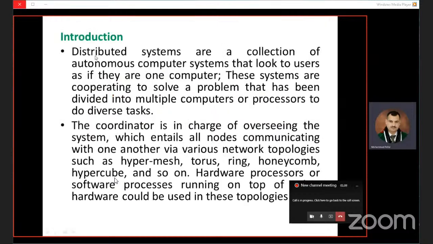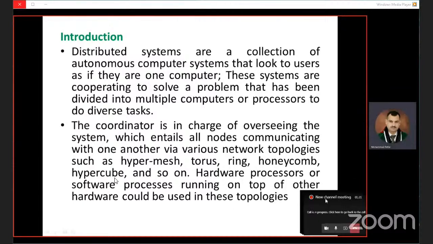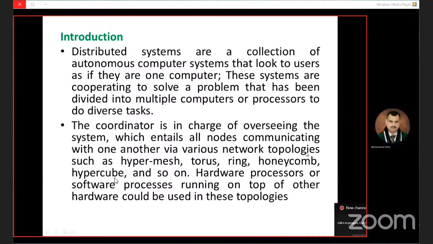As an introduction, I want to talk about distributed systems. Distributed systems are a collection of autonomous computer systems that look to users as if they are one computer. These systems cooperate to solve a problem that has been divided among multiple computers or processors to do diverse tasks.